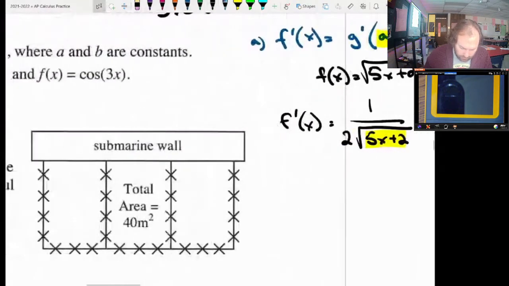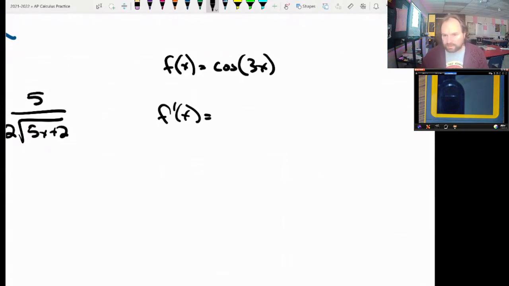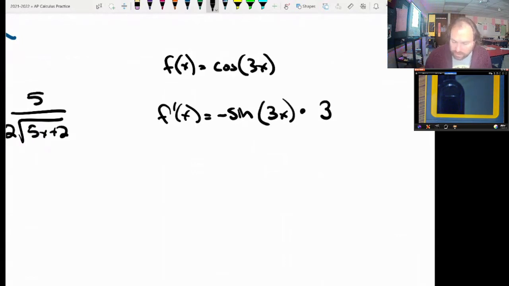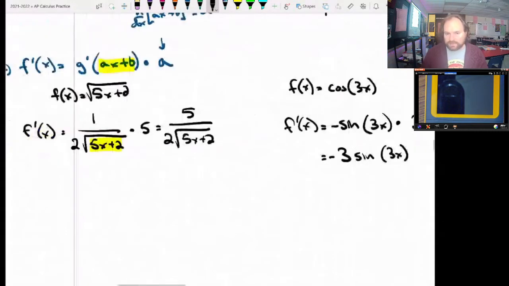Cosine of 3x? Yes. Again, kind of the same thing. If you think about the chain rule, f prime of x, the outside is cosine. The derivative of cosine is negative sine. The original inside stays, but now you need to multiply by the derivative of the inside, which is just 3. Which makes sense. It's that constant number we're talking about here. So it's negative 3 sine of 3x. And that is that. Chain rule. Very, very easy, very simple to follow.